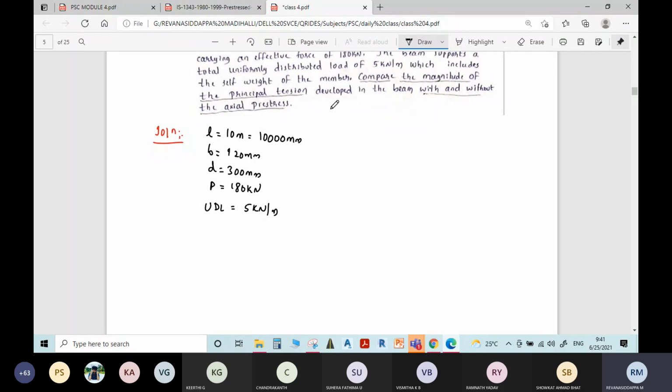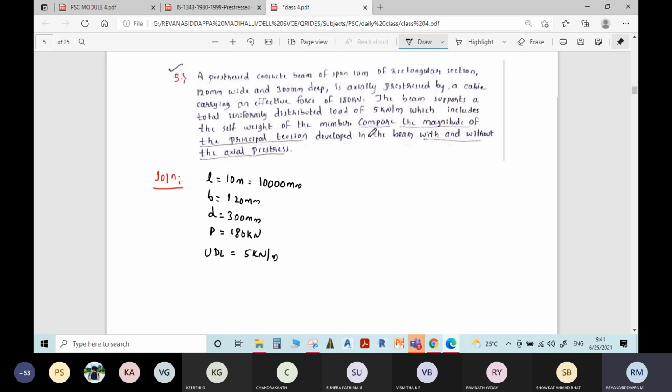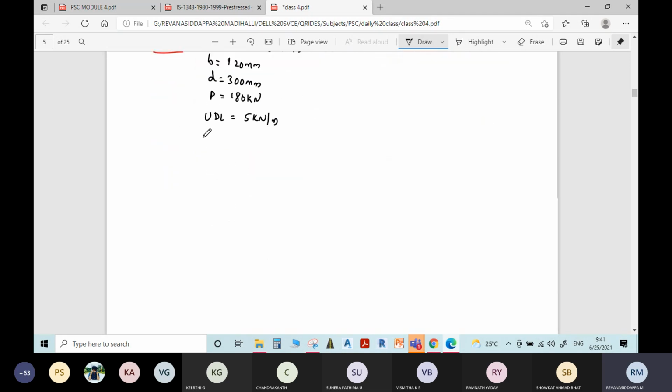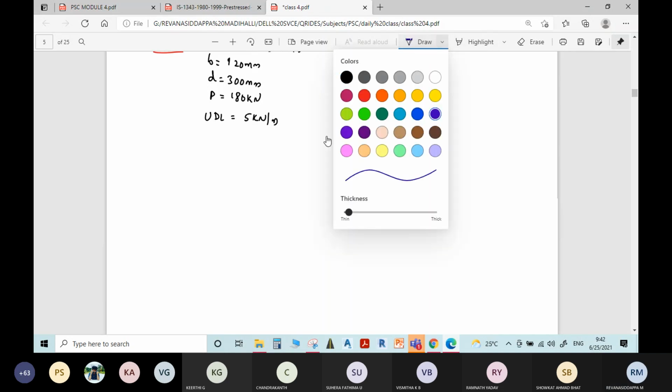First, there are two cases in this problem. First one is finding the principal stresses with considering the axial pressures. Okay, with pressures. Then the second case will be without pressures. Okay, first what we will do, we will find the principal stresses with considering the axial pressures. Case 1.